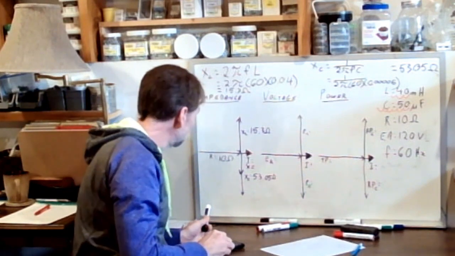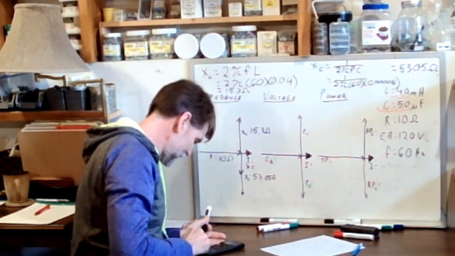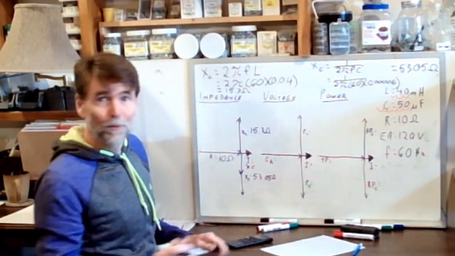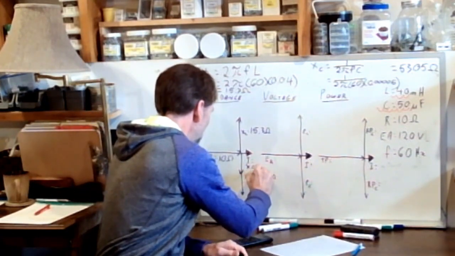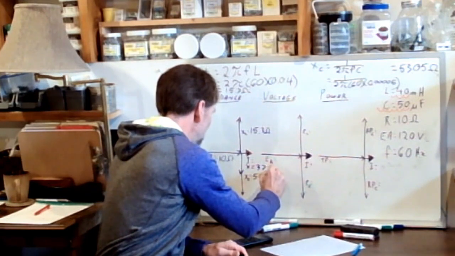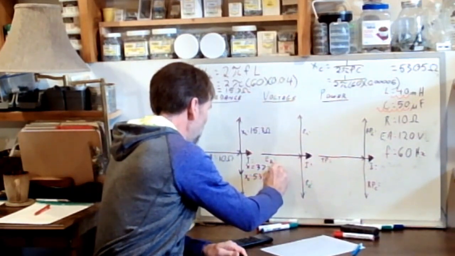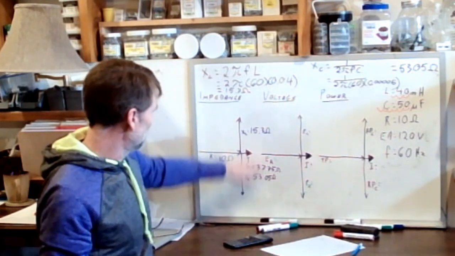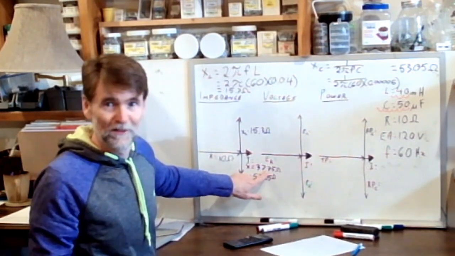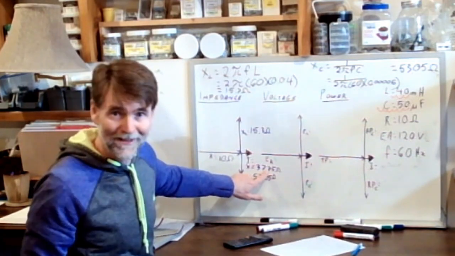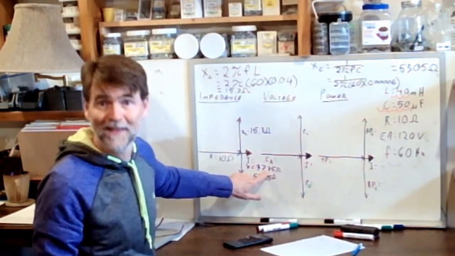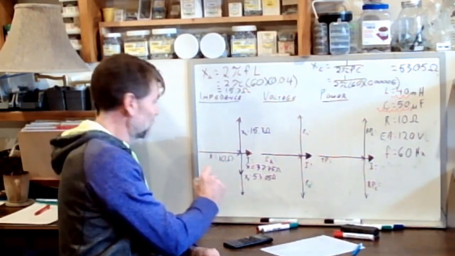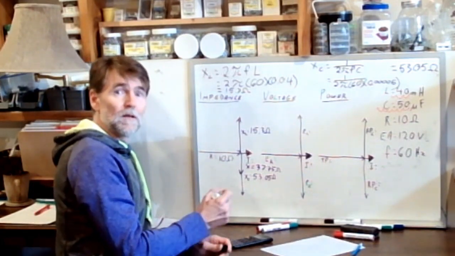So 53.05 minus 15.3 equals 37.75. I'll call it ohms just because I feel the need to always put units on things. This doesn't really belong anywhere. Don't put it on the answer sheet anywhere because it doesn't go in the table. But it's very important because it is the opposite side of our right angle triangle. Now I can draw my hypotenuse.